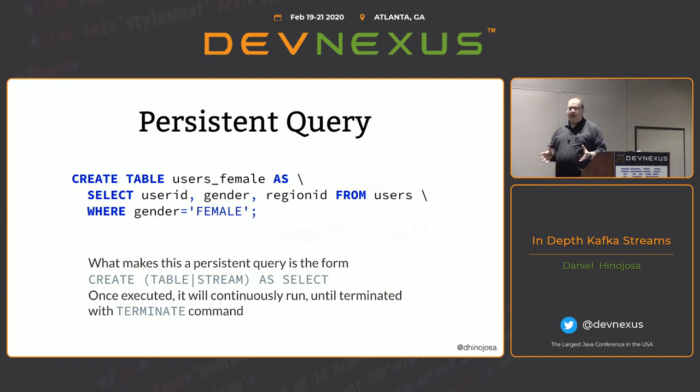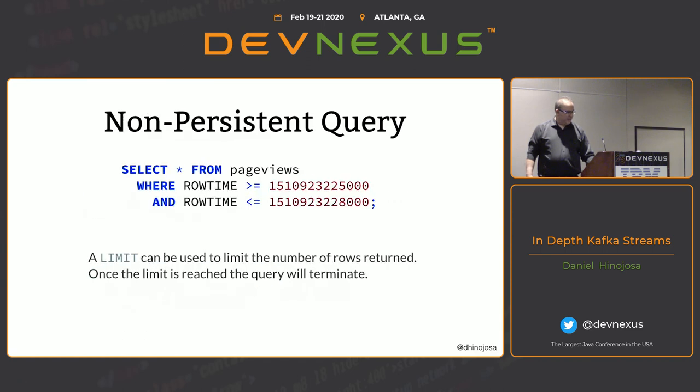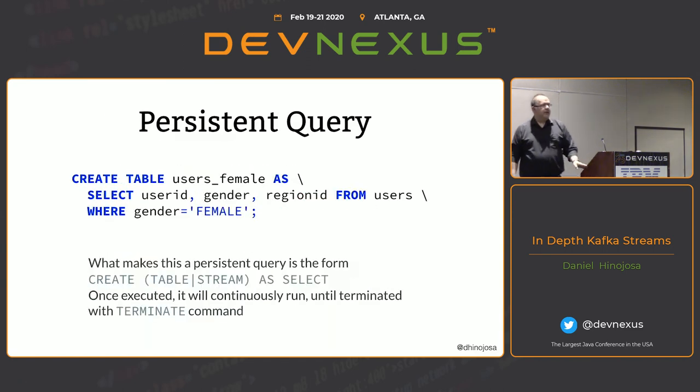Now, one of the harder parts to all this is what is a persistent query versus a non-persistent query, okay? So here's a difference here. Here's persistent, here's non-persistent. The thing I'm going to tell you here, how do you identify either one of those, is that a persistent query will have create table as select or create stream as select, okay? If I say create blah as select, that means I have a persistent query. And a persistent query is a query that will inevitably create a brand new topic as a result, okay?